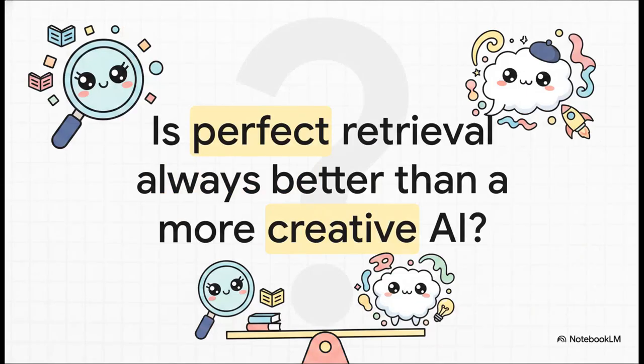Which leaves us with a final thought to chew on. We've spent all this time talking about how to perfect the retrieval process to ground our AI in solid facts. But does that precision come at a cost? Is there a trade-off between a system that gives perfectly sourced factual answers and one that has a little more room for creativity and maybe even inference? Definitely something to think about.